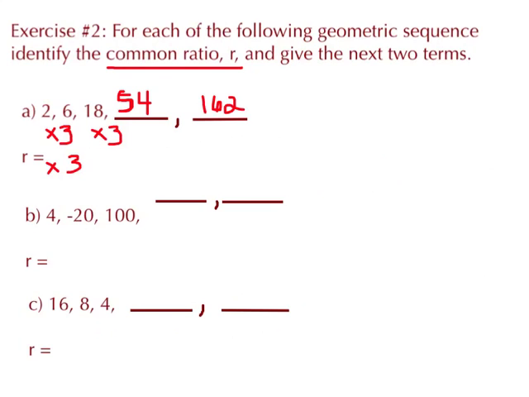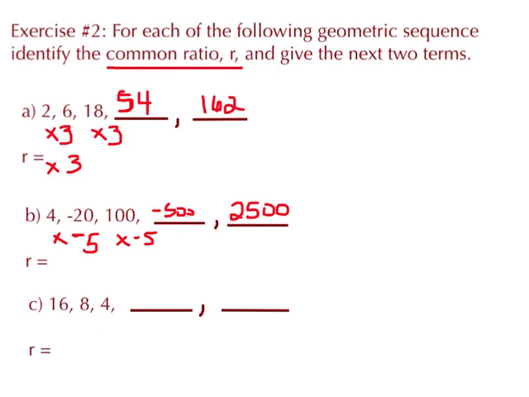B, I went from 4 to negative 20 to 100, and so forth and so on. What is my common ratio for that one? Let's think about it for a little bit. Well, I know that I'm going to have to multiply by a negative number in order to go from a positive number to a negative number. Well, then what times what gives me 20? Well, 4 times 5 gives me 20. So my common ratio must be multiplying by negative 5. Now let's test it. Negative 5 times 4 gives negative 20, and negative 5 times negative 20 gives positive 100. Excellent. 100 times negative 5 gives me negative 500. Negative 500 times negative 5 gives me a positive 2500. My common ratio is multiply by negative 5.